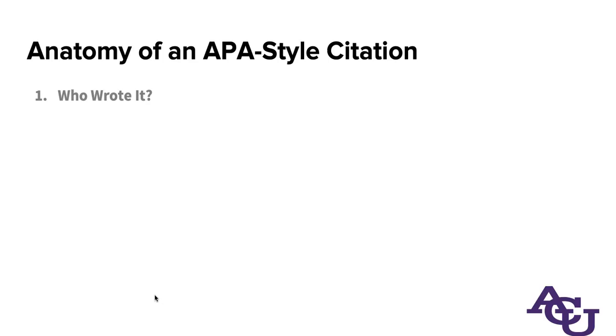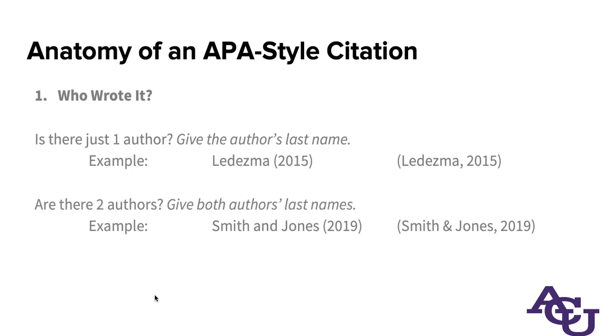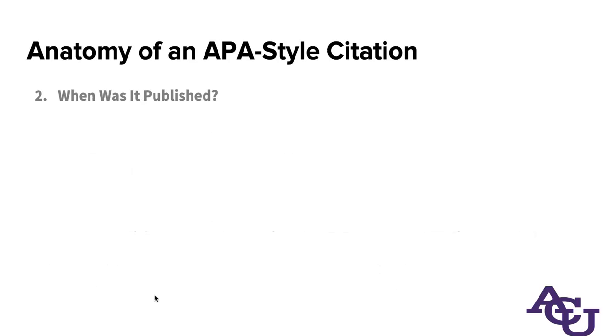All right, so that first one, who wrote it? Again, with one author, we just list their last name. If there are two, we'll use both last names with the word and if it's in the body of the sentence, and if it's a parenthetical note in the middle or the end of the sentence, then we use the ampersand inside the parentheses. And if it's three or more, we go automatic et al. All right, next up, when was it published?